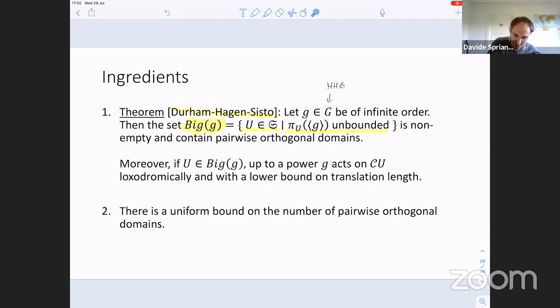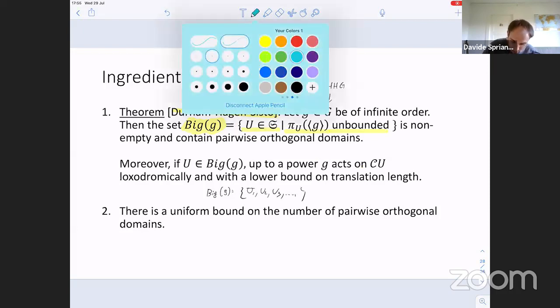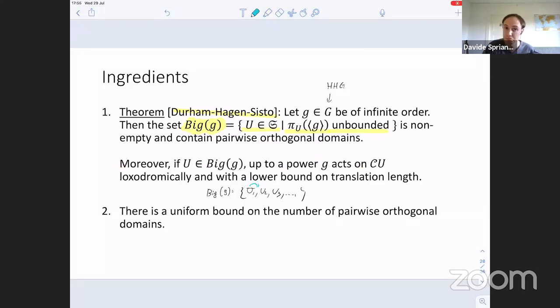And then we can say something more. Moreover, if I have a domain U inside the big set of g, then up to a power, g acts on CU loxodromically, and with a lower bound on translation length. Why does g act on CU? The big set of g could look something like U1, U2, U3, going on forever, and maybe g maps U1 to U2, then U2 to U3, then U3 to U4, and so on.